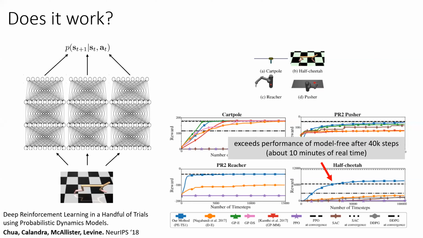So you get a pretty big improvement in terms of sample complexity from doing this. But usually that comes at a cost in asymptotic performance, especially on the harder tasks. So you can see that the state-of-the-art model-free method here, soft actor critic, the dotted line at the very top, does do quite a bit better than PETS.